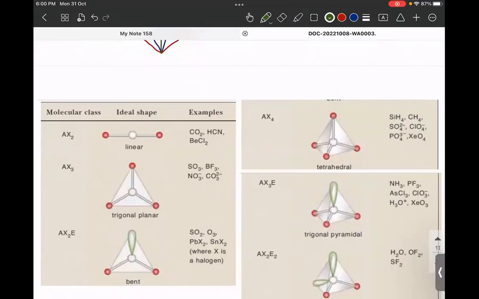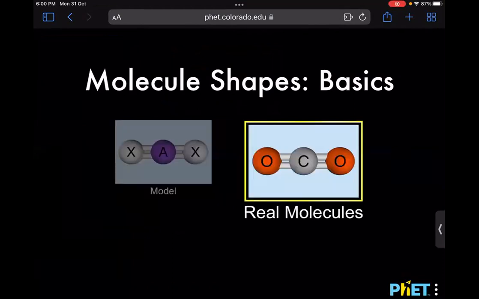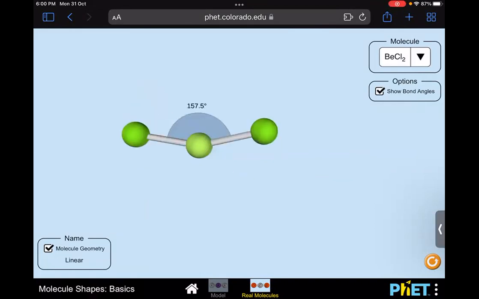Now let's see. It's hypothetical only. That's why we show that red symbol, T shape. So you can take a real molecule. If you take beryllium dichloride, the molecular geometry becomes linear. So the light green one, look here. The bond angle becomes 180 degrees now.